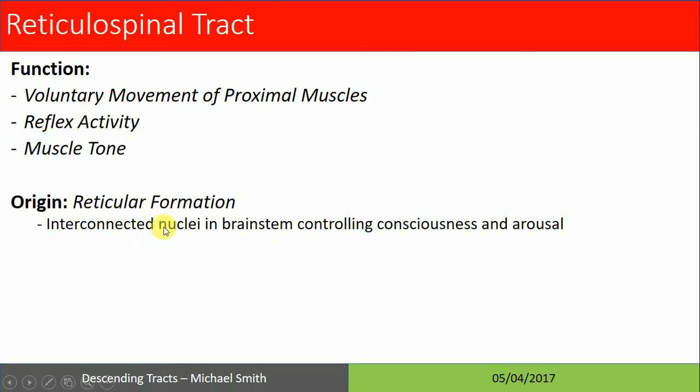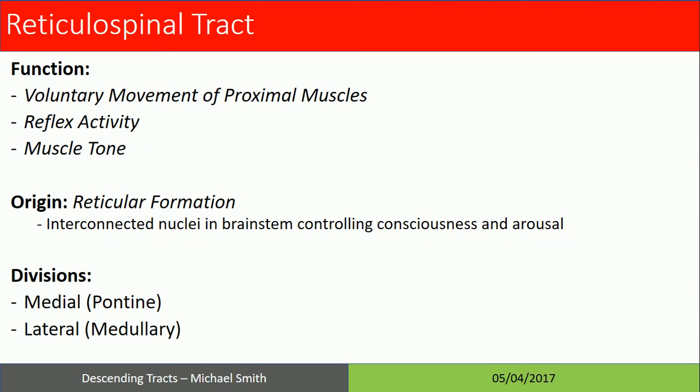And as the reticular formation has roles in consciousness and arousal, it's worth remembering that an important part of checking how conscious somebody is, is checking their muscle tone. So therefore, if you lose this, then you can lose part of your reticular formation function and lose muscle tone as well as consciousness. So this can be split into a medial and lateral part. This time, unfortunately, the medial part's pontine and the lateral part's medullary. So this is the opposite to the vestibulospinal tract.